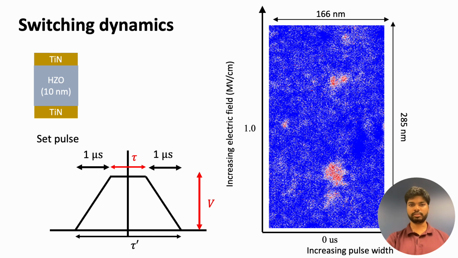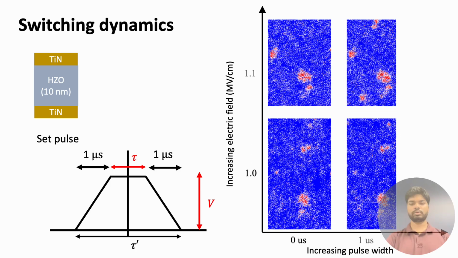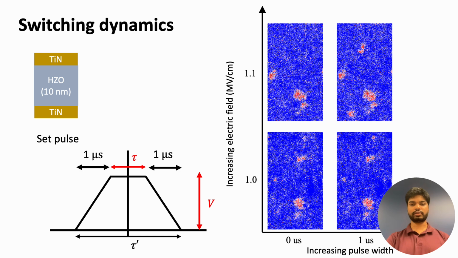For the second set of experiments, we moved to a thinner ferroelectric film, 10 nanometer HZO in this case, with titanium nitride electrodes. And instead of stepping only the voltage, we stepped both the electric field and the pulse width. The field of view in this case is 285 by 166 nanometers, and we begin from a fully reset state where, as you can see from the blue gradient, all the dipoles are pointing upwards. Now, as we increase the electric field and the pulse width, we see the fraction of dipoles switching and the fraction of red colored regions increasing.